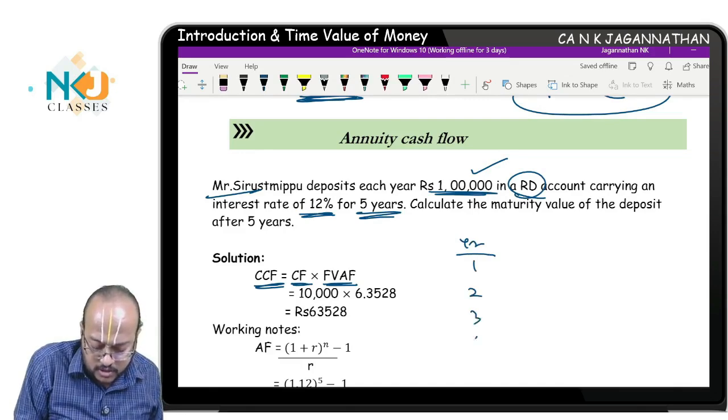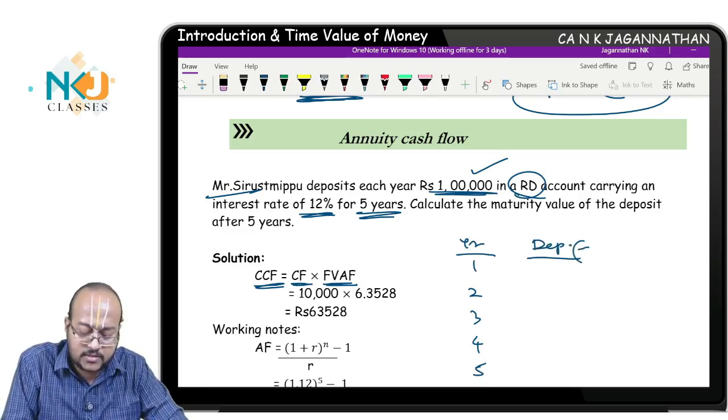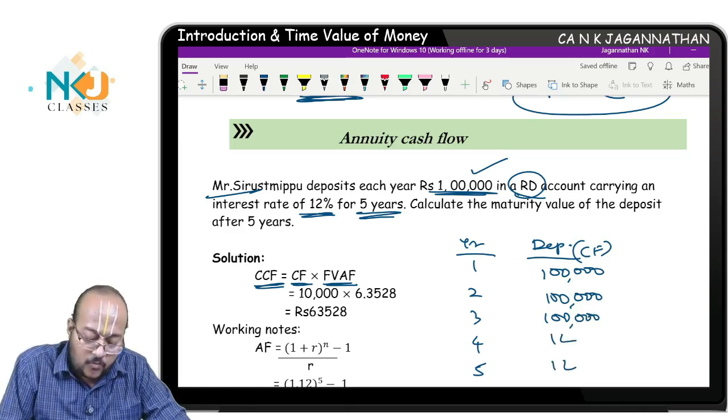Here 1, 2, 3, 4, 5. What happens is, okay, deposit. He is depositing some amount. Now this is cash flow. How much is that? 1 lakh. He is depositing. Next year also 1 lakh. Same way he is depositing every year, 1 lakh.